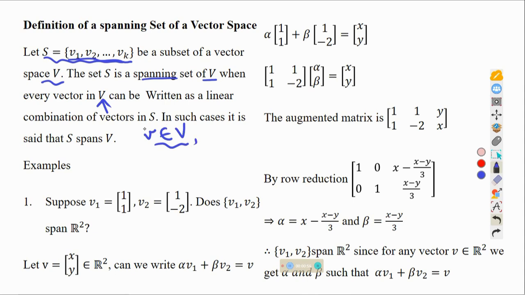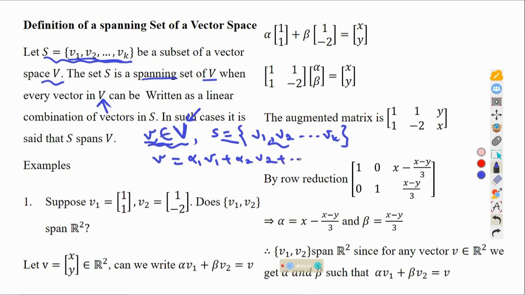What do we have here? We have a given vector space V. We also have a subset which is containing some vectors v1, v2 up to vk. Then we shall say that this set here spans this vector space when we are able to find any vector in V, which is V for example, such that we can write this V as a linear combination of these vectors, that is alpha 1 v1 plus alpha 2 v2 plus up to alpha k vk.